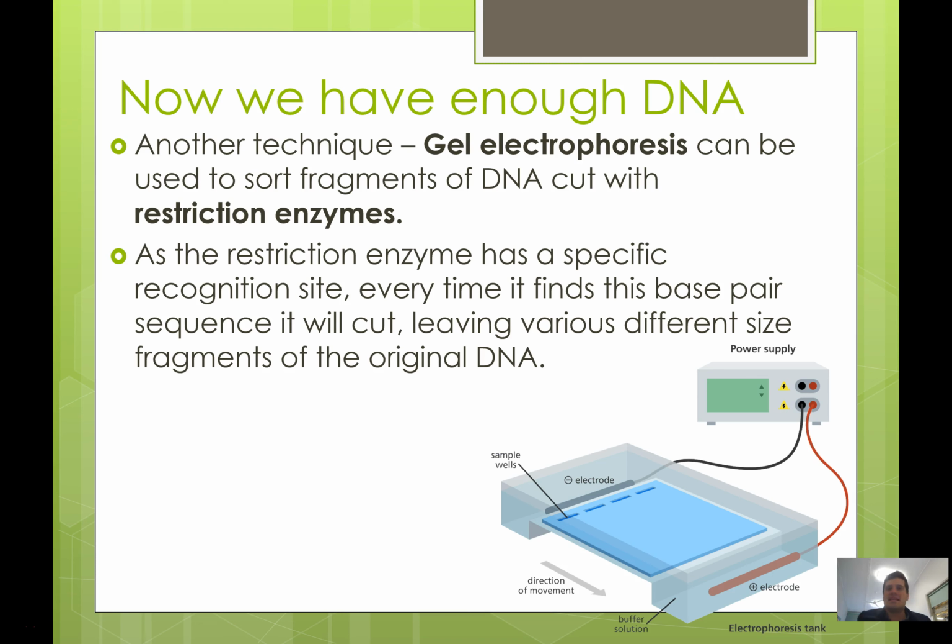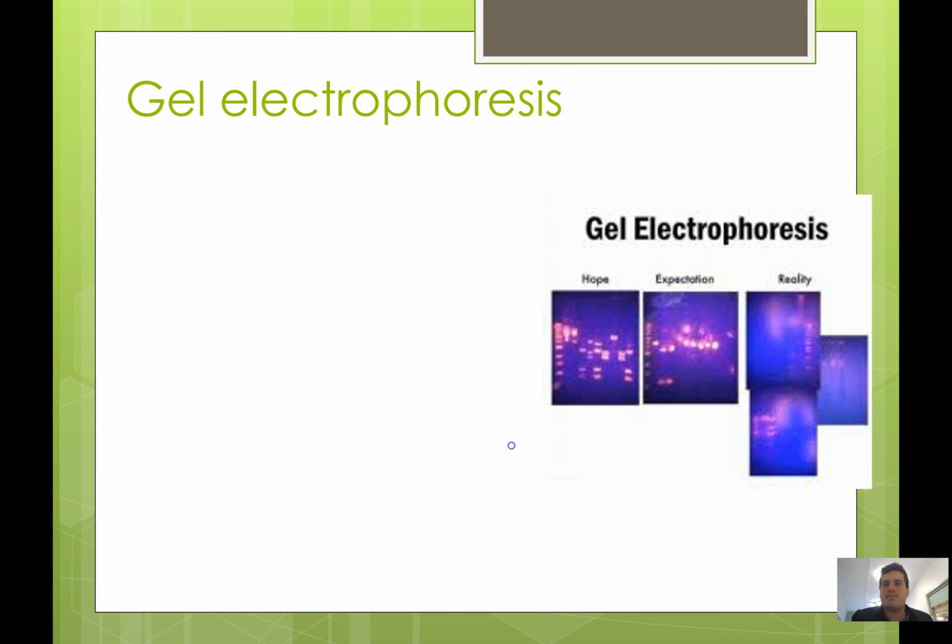We're going to use another technique. This other technique is called gel electrophoresis, and it can be used to sort the fragments of DNA, which are actually cut by those same types of restriction enzymes that we talked about in terms of making recombinant plasmids. Okay, as restriction enzymes have very specific recognition sites, every time it finds this base pair sequence, it will cut. Okay, and that means that it will leave various different size fragments of DNA, but we're going to have lots and lots of those specific different size fragments.